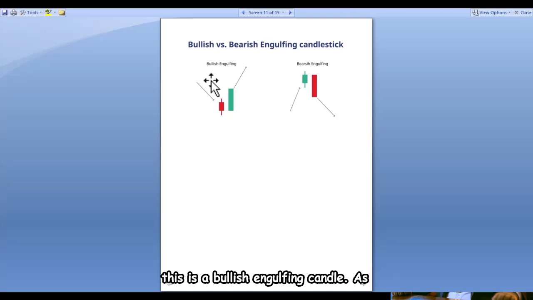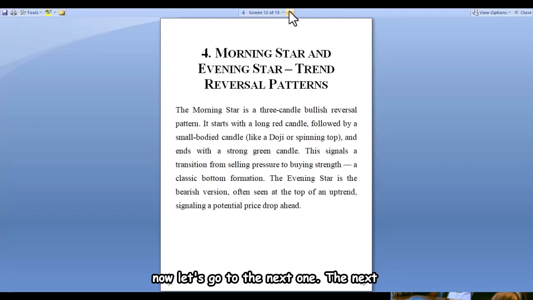So this is a bullish engulfing candle. As you can see, it engulfs this bearish candle, and here is a bearish engulfing. As you can see, it engulfs this bullish candle. So it's just as easy as that. So now let's go to the next one.